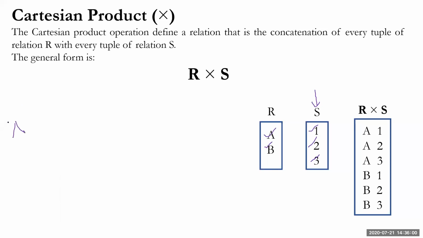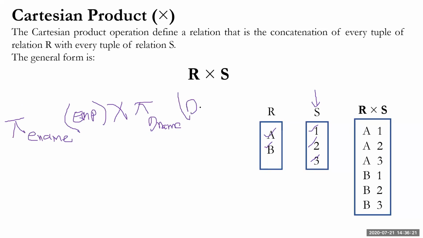So pi of ename of relation EMP, Cartesian product, pi of dname of DEPT. This is the way you have to specify it. The Cartesian product will be specified like this. Actually, in most cases, the Cartesian product is useless for us.